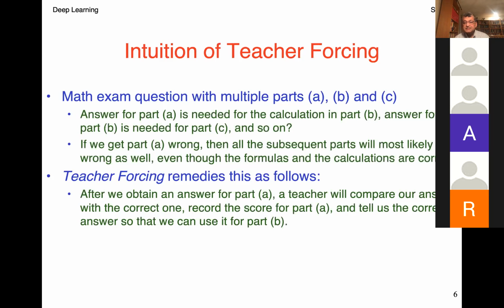Teacher forcing remedies this as follows. After we obtain an answer for part A, the teacher will compare our answer with the correct one, record the score for part A, and tell us the correct answer so that we can use it for part B. That's a different kind of online exam, I suppose, where only after you answer part A, you will be given the answer to part A so that you can use it for part B. So that's the teacher forcing part. The teacher is saying, don't use your previous answer. I will tell you what the correct answer is, which is the forcing part of it.